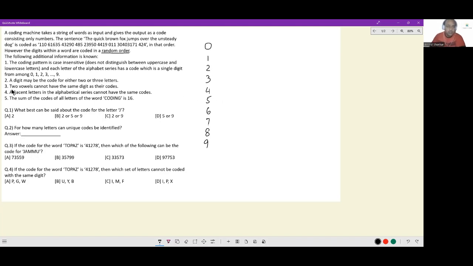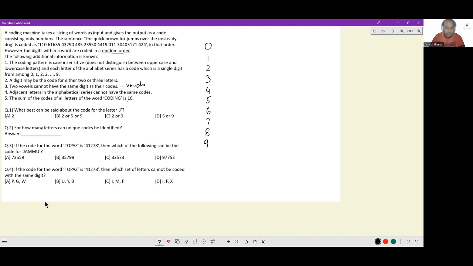Next, 2 vowels cannot have the same digit as code. So vowels are present uniquely. Vowels are special. Adjacent letters in the alphabetical series cannot have the same codes. So if B has a code of, let's say, 4, C cannot have the code 4, or A cannot have the code 4. The sum of the codes of all the letters of the word coding is 16. This is also given.